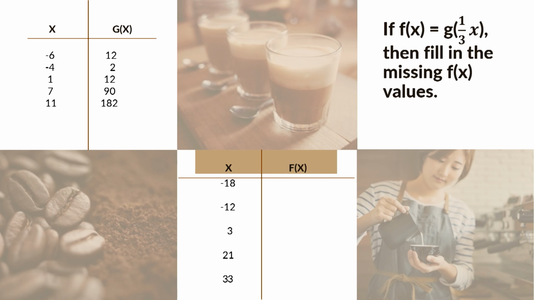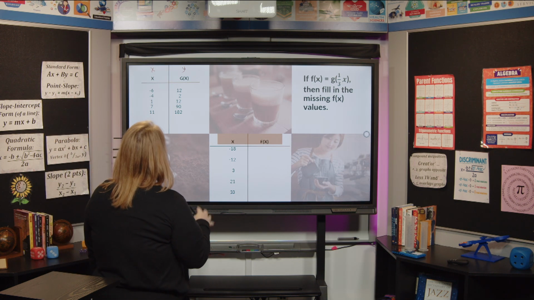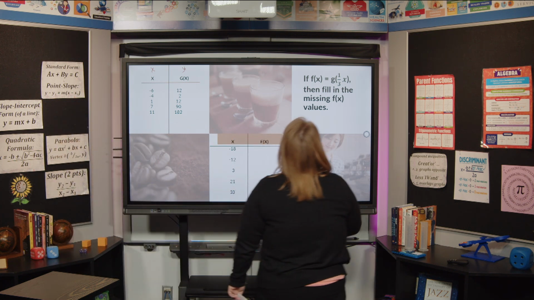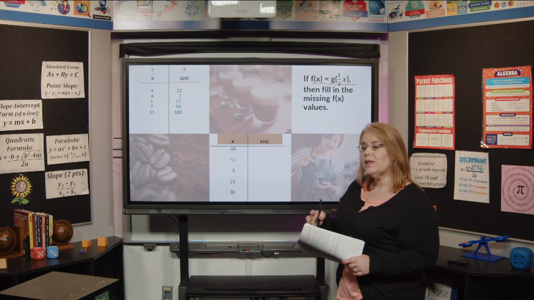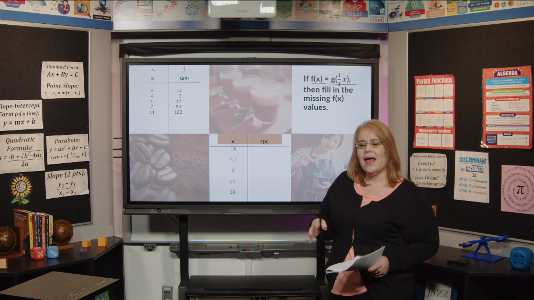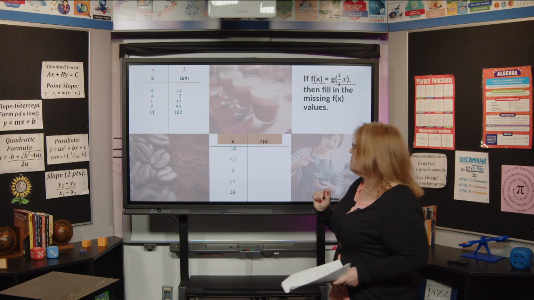Okay, so now let's look at these different viewpoints of our graphs. My first graph, I have x and g of x, and we know that they are my x values and my y values. Negative 6, 12, negative 4, 2, 1, 12, 7, 9, 0, and 18, 2. Now, what I need to do is I need to know that my f of x equals g of x, but I'm multiplying that g of x by 1/3. Okay, so we need to remember in our head what happens when I multiply by a fraction. So let's go ahead and look at this math.